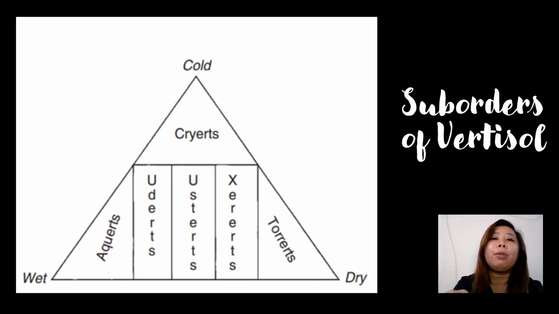So if you can note these, the suborders of vertisols are differentiated based on the period of when the cracks are open. Could be 90 or 60 cumulative days per year.